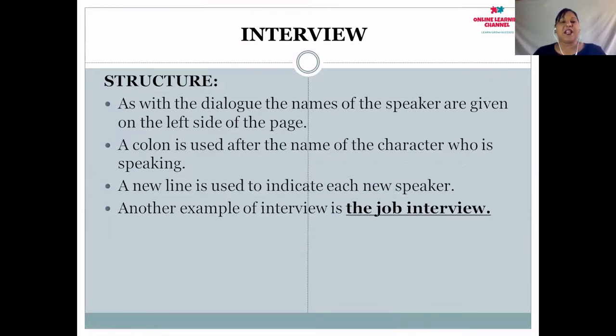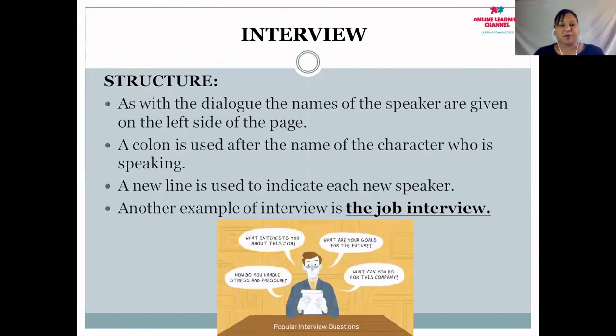As for the structure of the dialogue, the names of the speakers are given on the left-hand side of the page. A colon is used after the name of the character who is speaking. A new line is used to indicate each new speaker. Another example of an interview is the job interview. So we have the celebrity interviews, and then we also have a job interview.